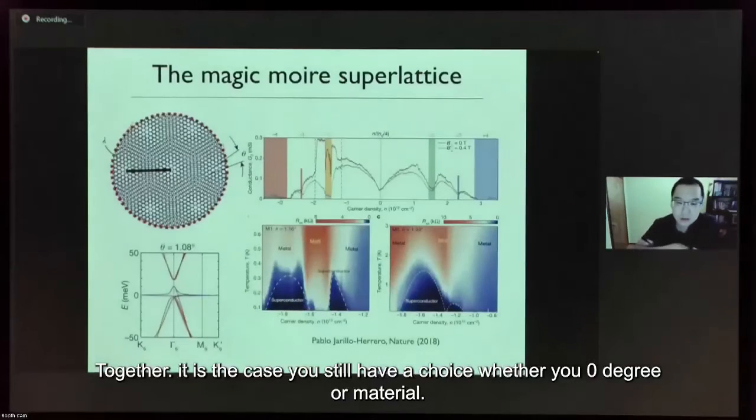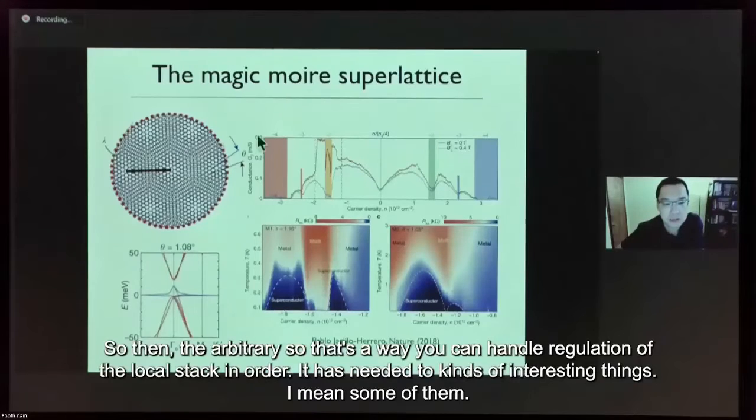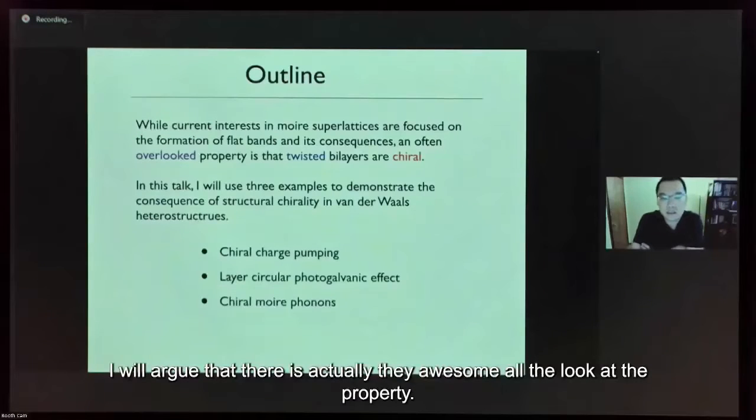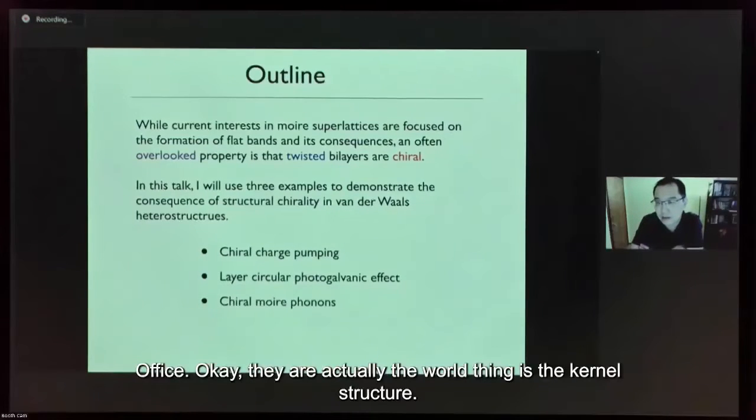In fact, this whole field of twisted bilayer graphene can be thought of as a spatial modulation of the local stacking order. It has led to tons of interesting phenomena, and some of them I'm sure you have already heard in this workshop. But while the focus has been on the formation of a flat band and the strong correlation, I would argue that there is an often overlooked property of these twisted bilayers, which is that they are the world's thinnest chiral structure.